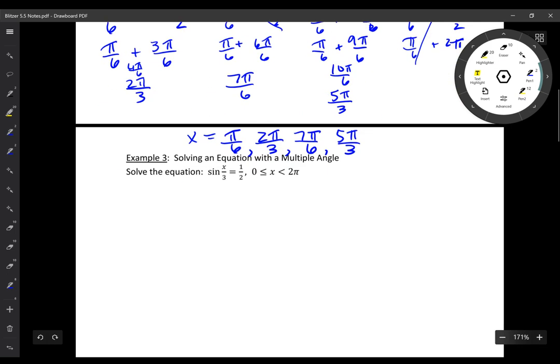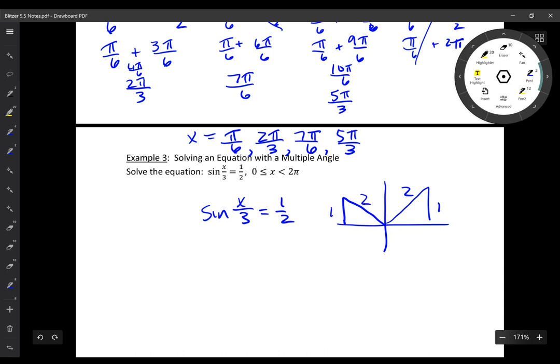So we're going to look at a multiple angle again. This time we have x over 3. And so my sine of x over 3 equals 1/2. That means I'm looking for where my sine is 1/2. That's what we're worried about for now. So let's see, now that would be over here, 1/2, and also in quadrant 2, 1/2, which is a 60-degree angle, or pi over 6. So that means this one would be a 5 pi over 6. So we've got our 2 angles there.